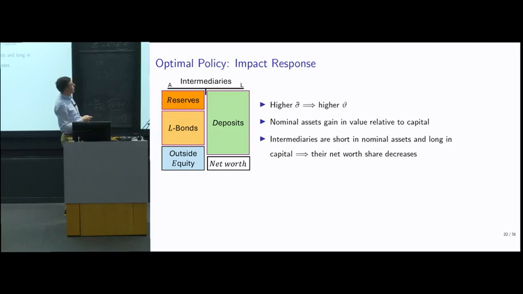The intermediaries are effectively short in this nominal asset. In nominal assets they have reserves, bonds, and deposits, but they're levered up. So their liability side is more exposed to this nominal asset because they issue these safe deposits, but on the asset side they hold this risky capital. So when this varTheta increase happens, this flight to safety towards nominal assets really hurts the intermediaries, because on net they have nominal assets on the liability side, they're short in it, and they're long in risky capital. So this channel is going to decrease the net worth share of the intermediaries. That's going to hurt them.